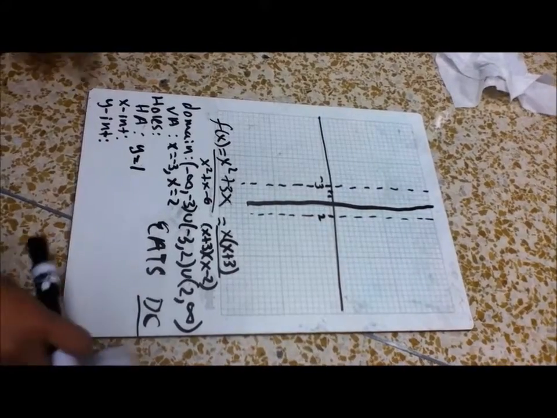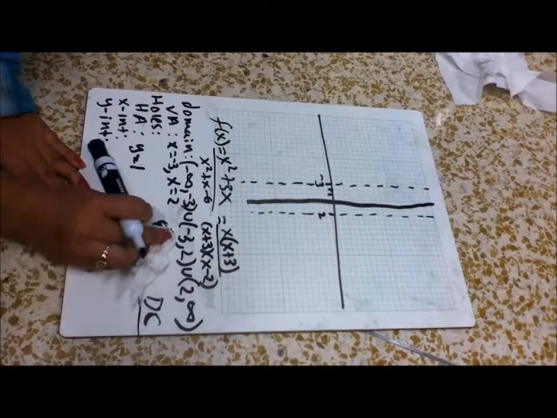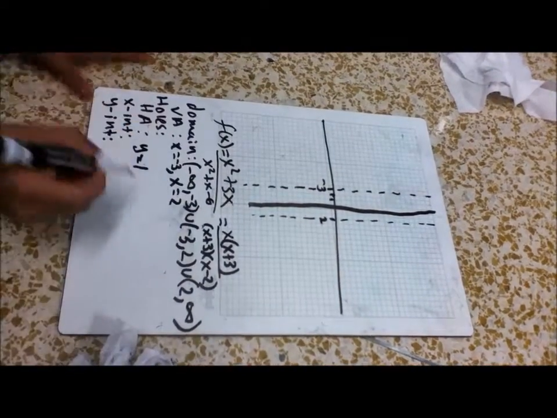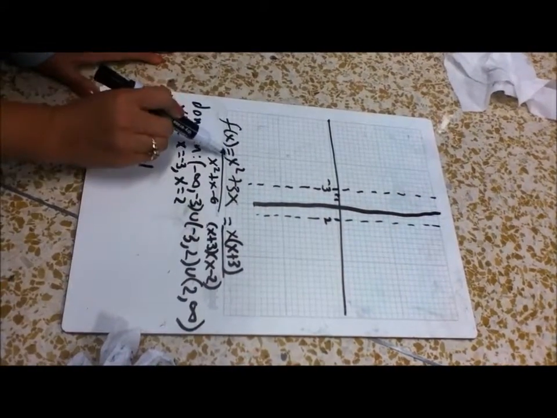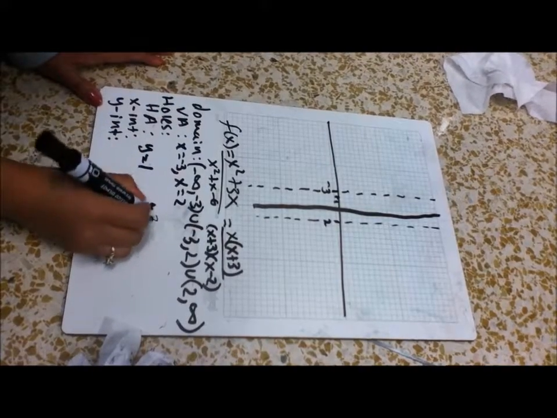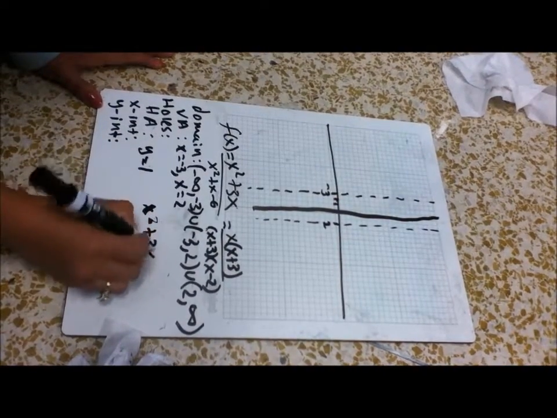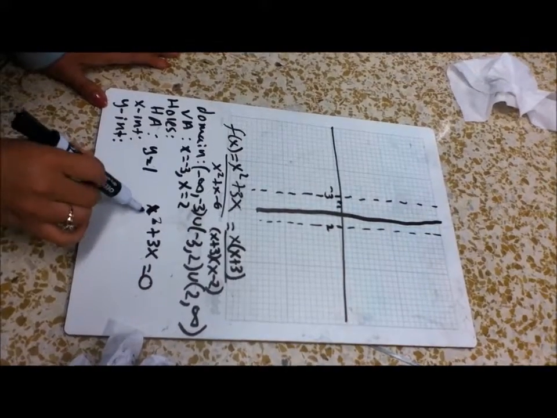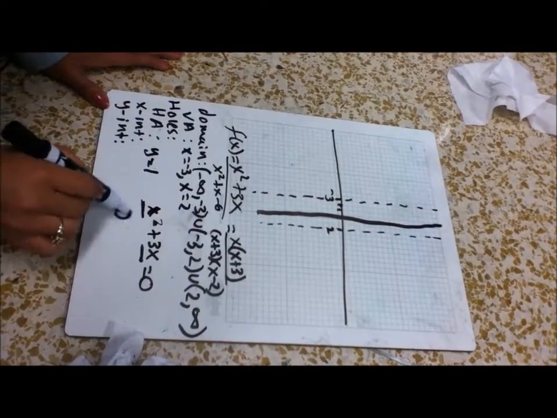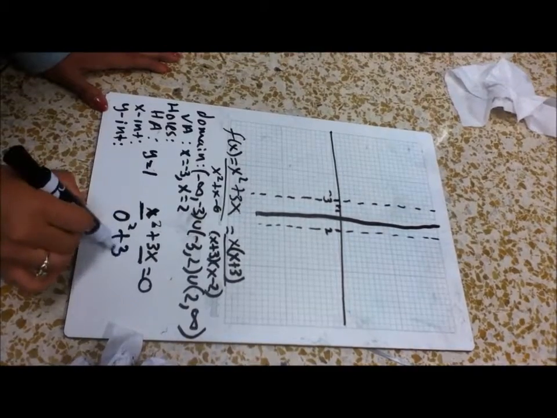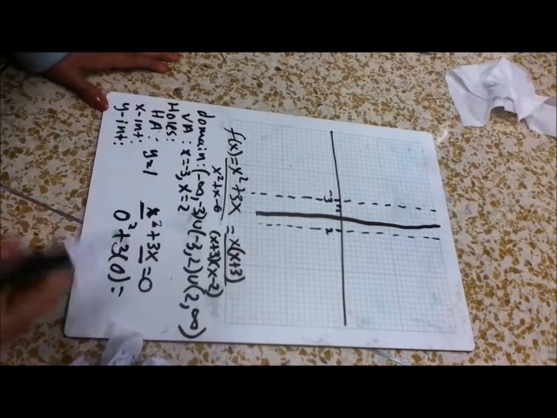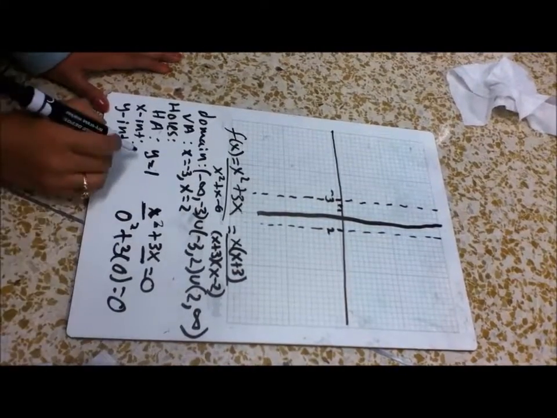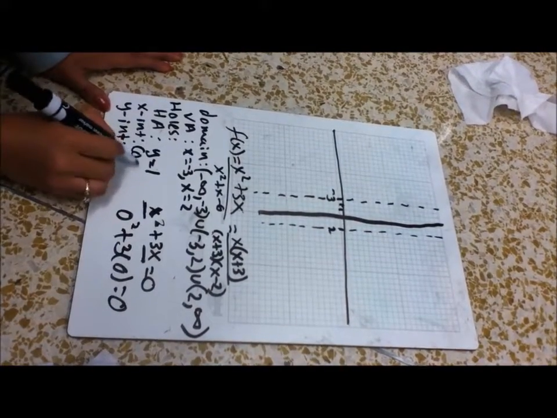So now to find the x-intercept, we're going to have to set the numerator to 0. So we're going to grab all of this, x squared plus 3x equals 0. But we're going to set the x to 0. 0 squared plus 3 times 0, all of that is going to equal 0. So our ordered pair is going to come to be 0, 0.